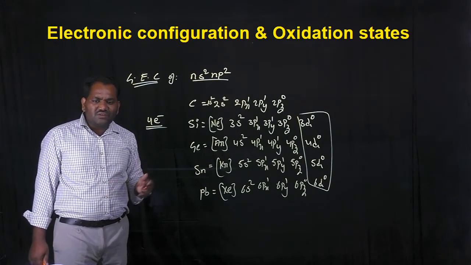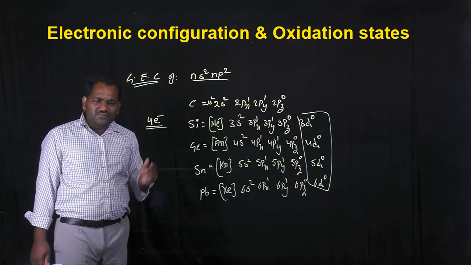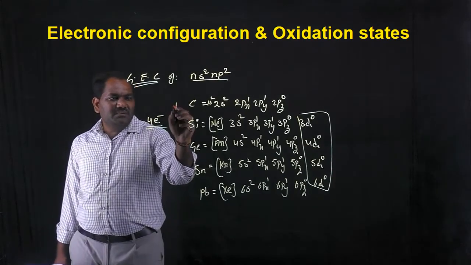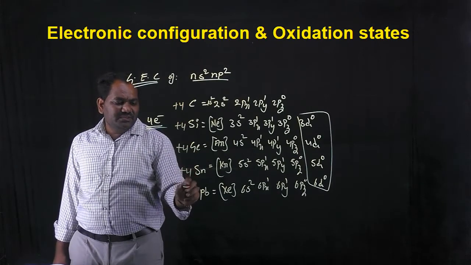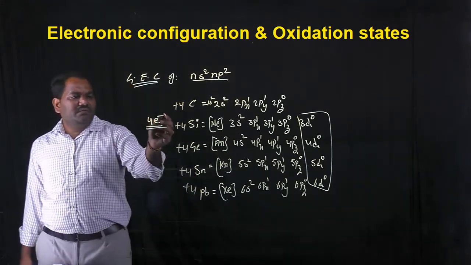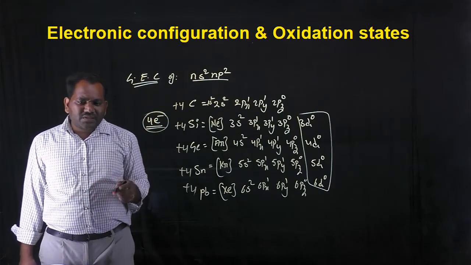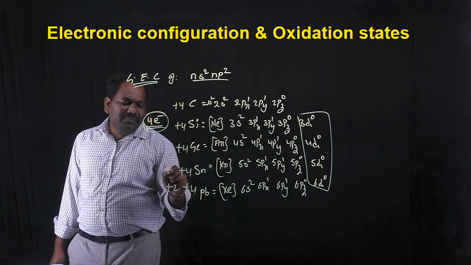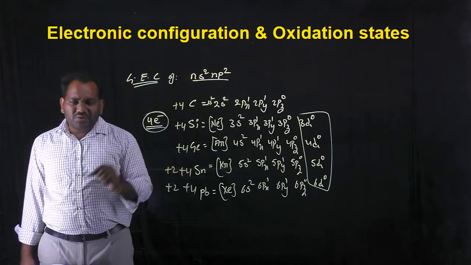Due to the presence of 4 valence electrons, all these elements exhibit the +4 oxidation state. The common oxidation state is +4 due to the presence of 4 electrons in their valence shell. But tin and lead exhibit the stable +2 oxidation state instead of the +4 oxidation state.